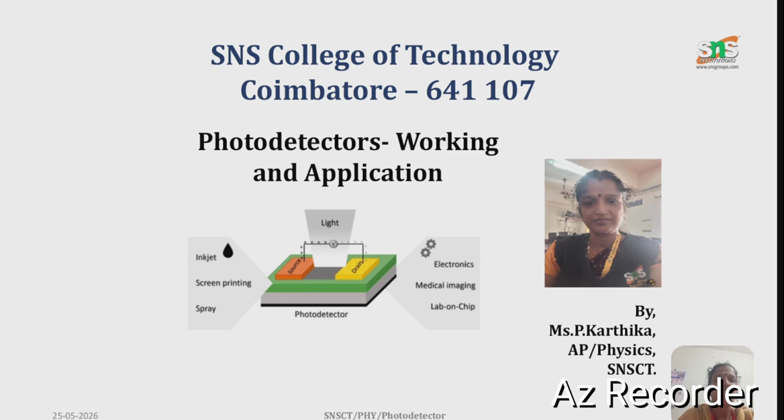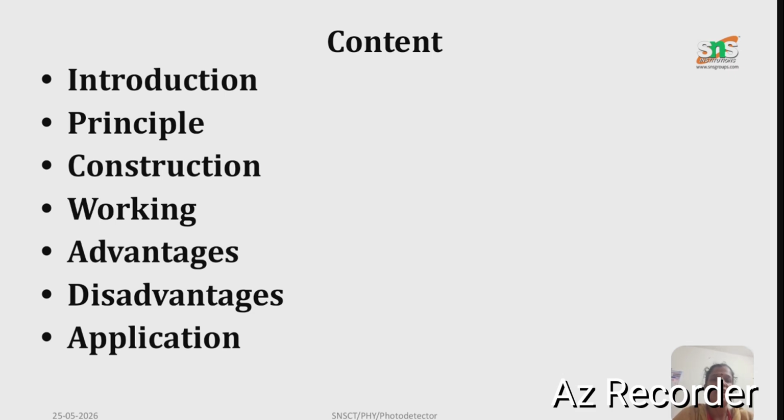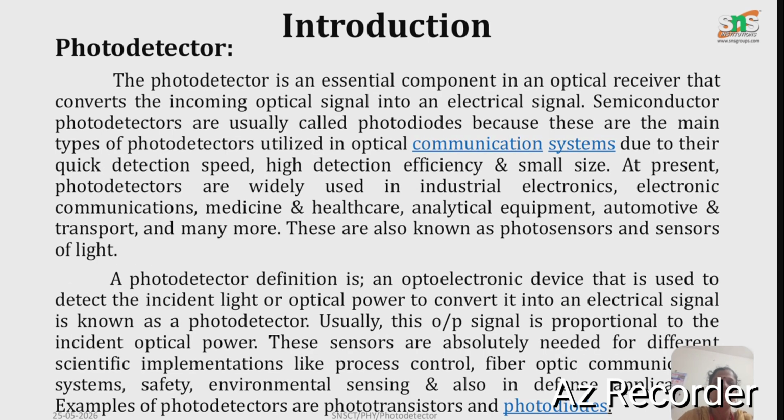So in this session, I am going to explain about the working and applications of photodetectors. So here we can see the principle, construction, working, advantages, disadvantages, and then applications. A photodetector is an essential component in an optical receiver that converts the incoming optical signal into an electrical signal.